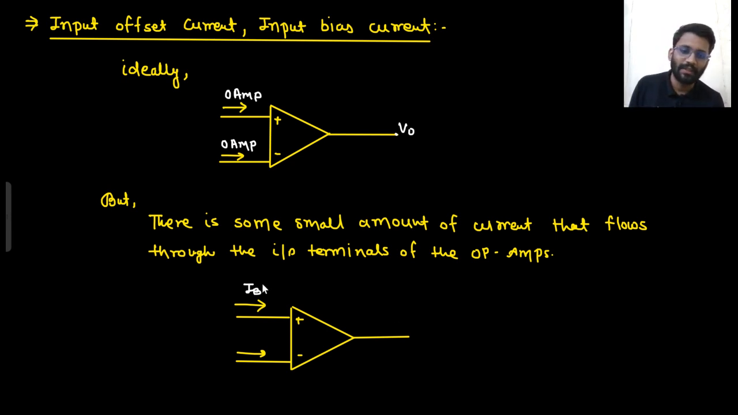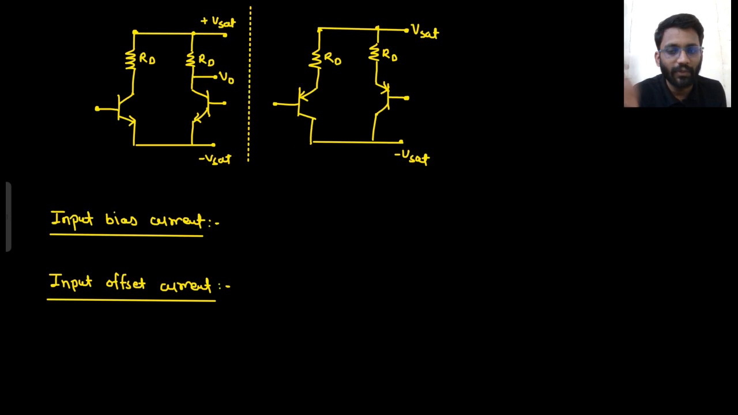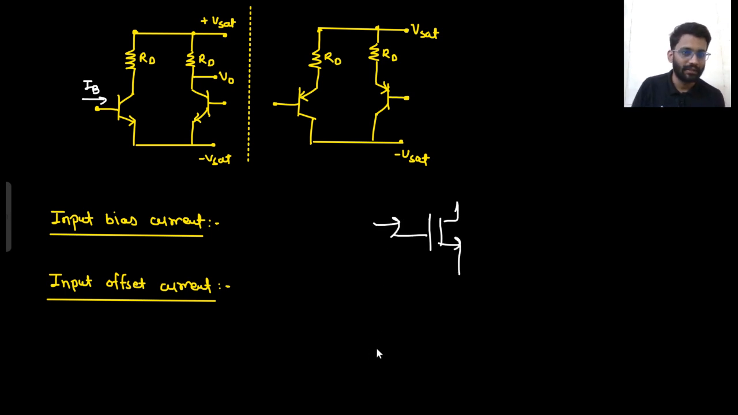So better I show IB plus and IB minus: the current getting into the plus terminal and the current getting into the negative terminal. So there can be some input current. Why is that so? I know you haven't studied BJTs, but for those who have the basic idea, a BJT is the same as a MOSFET, except that a BJT drives some base current. In a MOSFET, what do we study? That the gate current is 0, right? But BJTs drive some current.